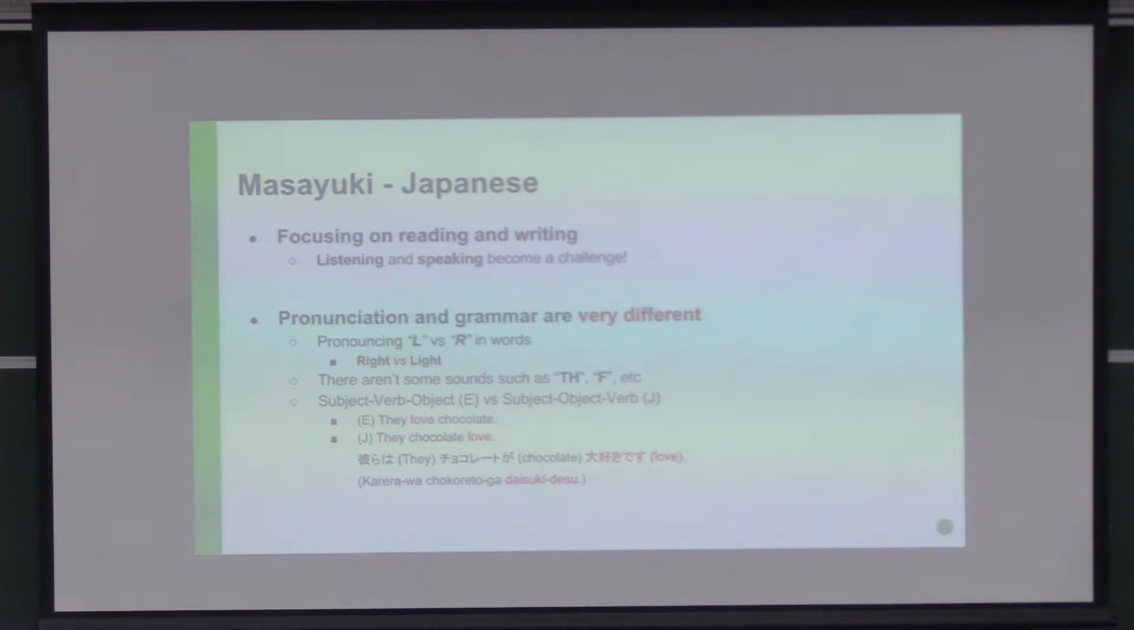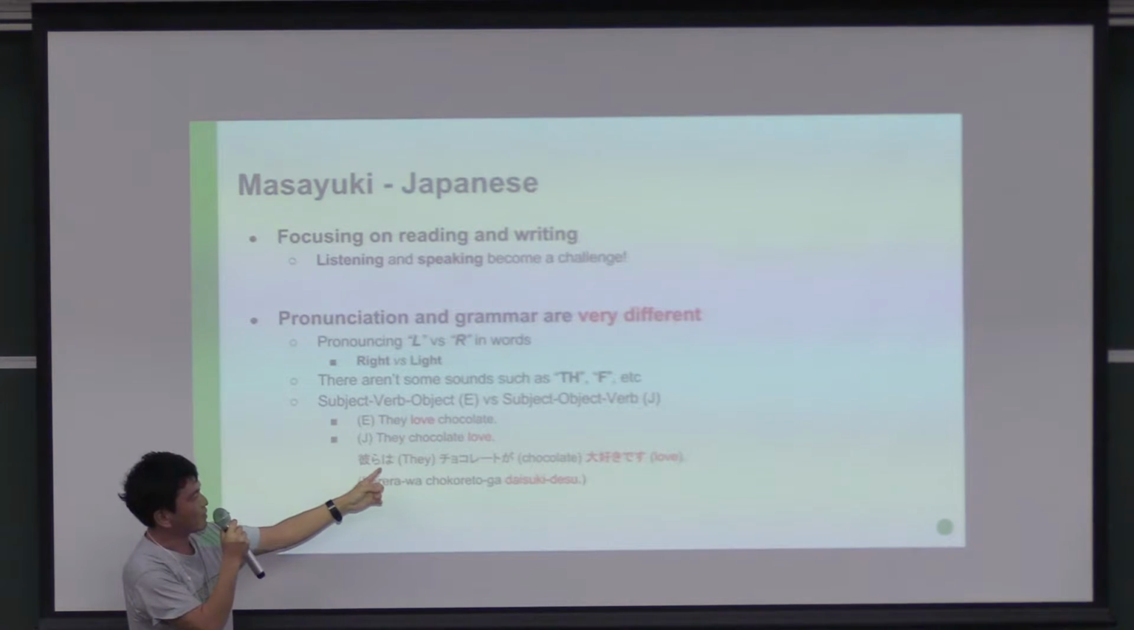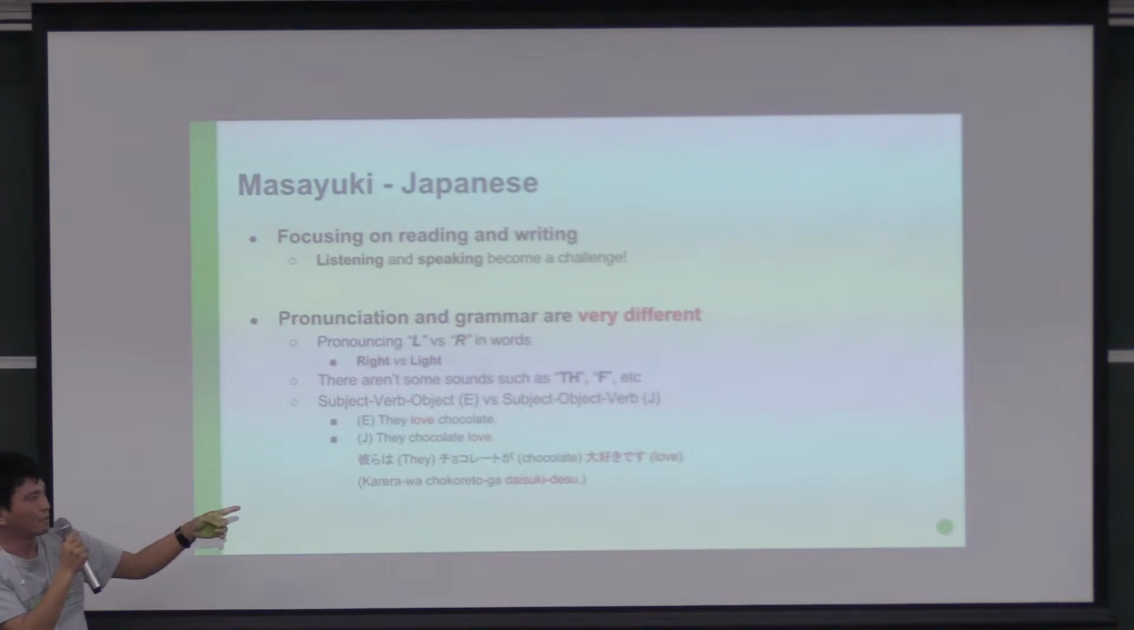And the third one is the grammar perspective. This is a very simple example. In English, the normal order is subject, verb, object. But in Japanese, the normal order is subject, object, verb. So in English, we say "they love chocolate," right? But in Japanese, we say 彼らはチョコレートが大好きです. So 彼ら means "they," チョコレート means chocolate, and 大好きです means love. So it's "they chocolate love." This sounds poetic, but it's very weird.